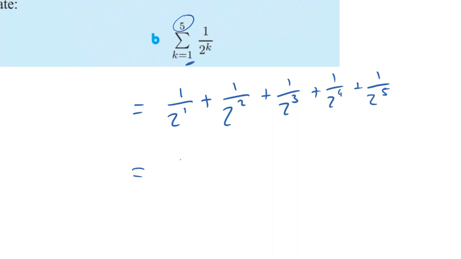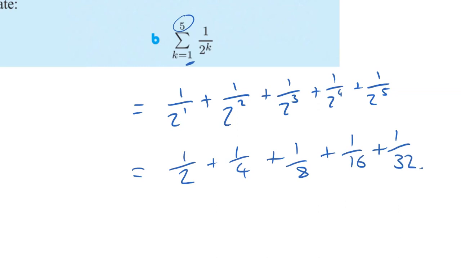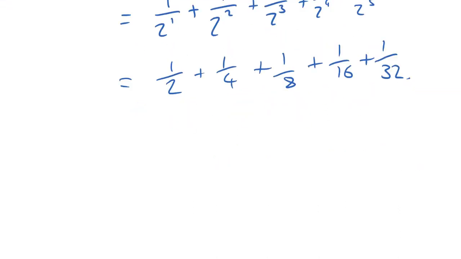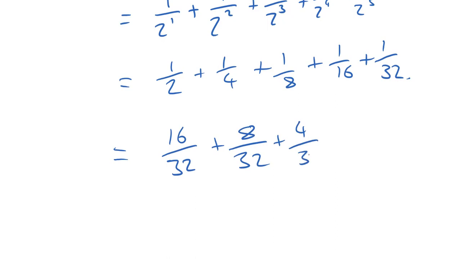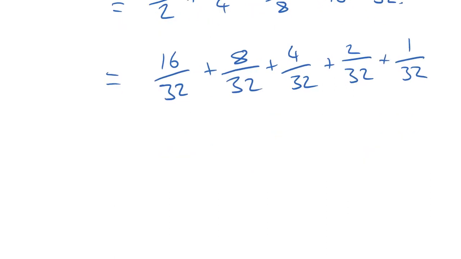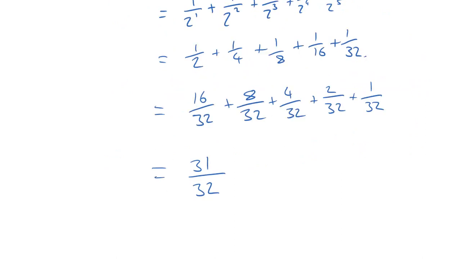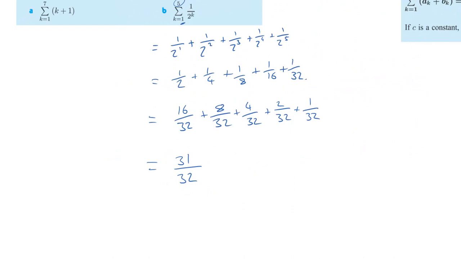So if I just simplify these, I'm going to have a half plus a quarter plus an eighth plus a 16th plus 1 over 32. Now, we'll assume this is a non-calculator question, so let's rewrite all of these with a denominator of 32. So that's going to be 16 over 32 plus 8 over 32 plus 4 over 32 plus 2 over 32 plus that 1 over 32. Now I can keep that denominator the same and add up those numerators. We are going to come out with a 31. So my final answer to that one is 31.